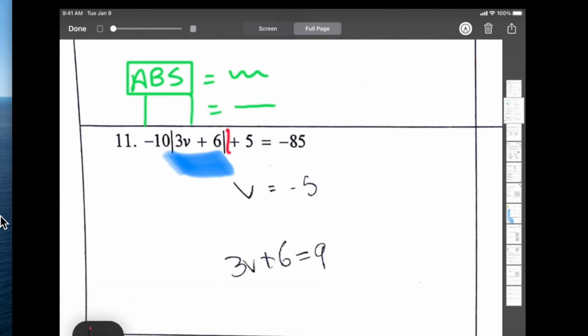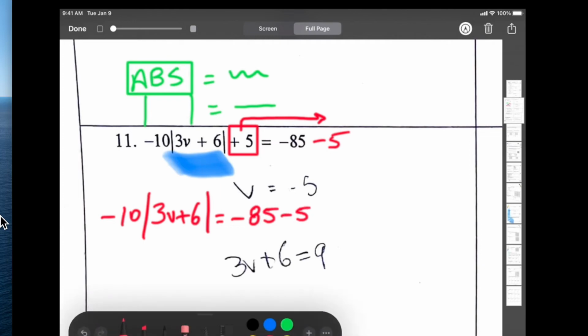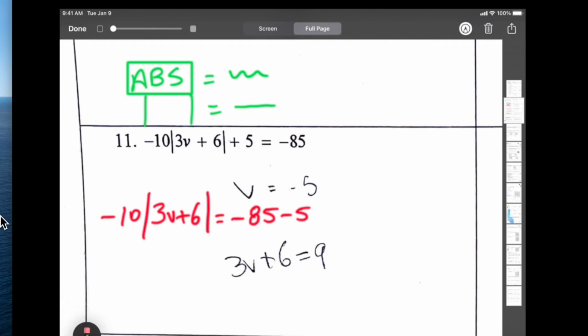Well, let's start with this. We're going to move this to the other side, and we're going to change it to -5. Whenever we move something to the opposite side of the equal sign, we flip the sign. Okay? So now we're going to have -10 times the absolute value of 3v plus 6 equals -85 minus 5. Okay? We are not there yet. We are not there yet because the absolute value construct is not by itself.